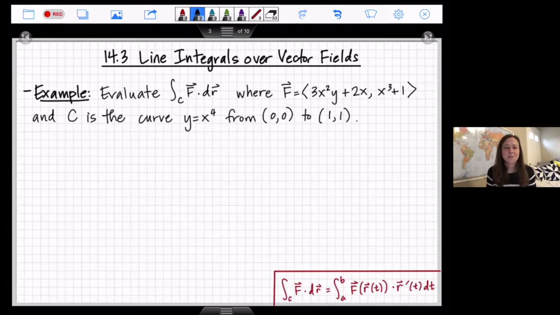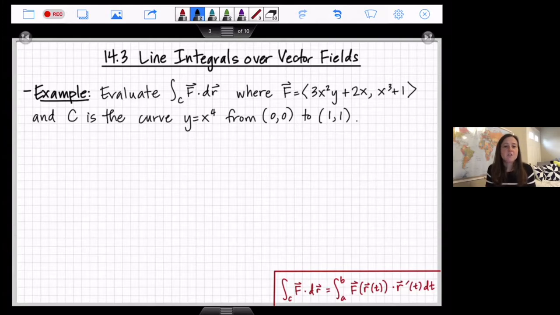All right, so let's just give this a try. We have our vector field, capital F there. It's got x's and y's in it, a two-dimensional vector field. And C is our curve y equals x to the fourth from the point (0, 0) to the point (1, 1). All right, so the first thing we need to do is to parameterize that curve.